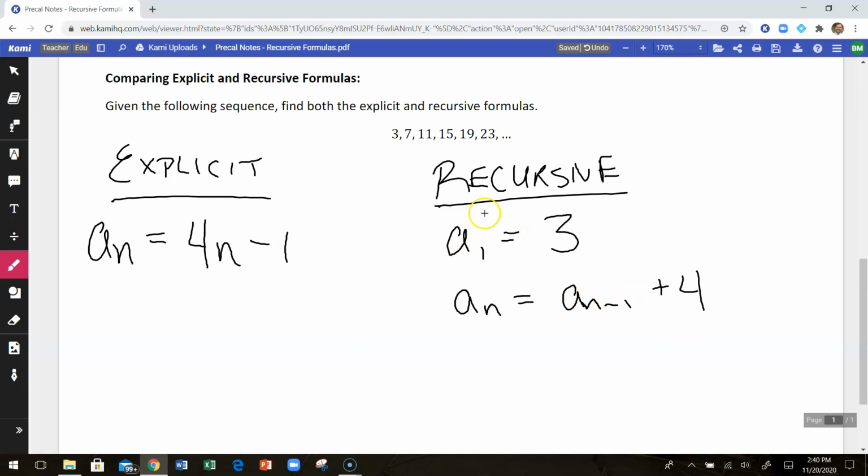3 plus 4 is 7. 7 plus 4 is 11. 11 plus 4 is 15. So that is how I would write that recursively. A sub 1 is 3. A sub n is a sub n minus 1, the term before it, plus 4.